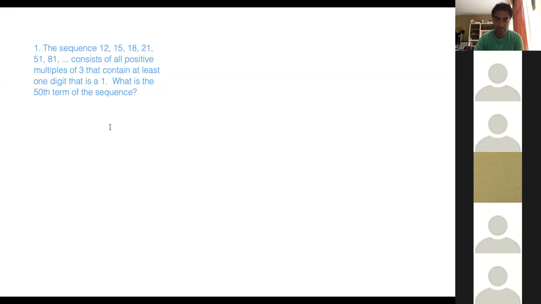So from 81 I added 30, but then since you have to find the 50th one, I did 50 times 30 because I think you're adding 30 each time, which I got 150. So I added 81 to 150 and I got 231.